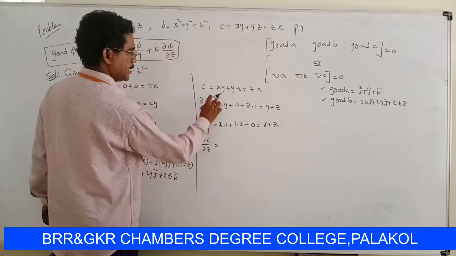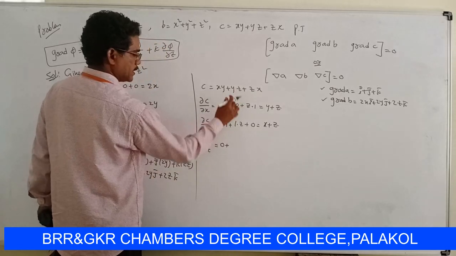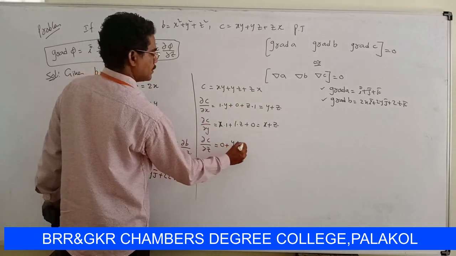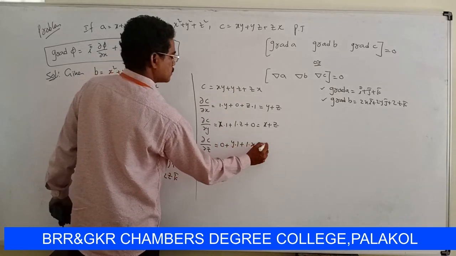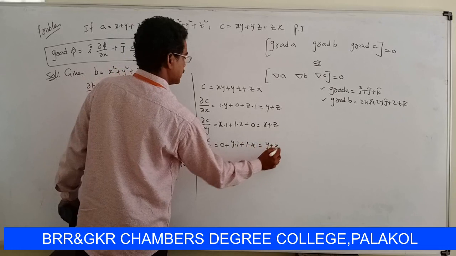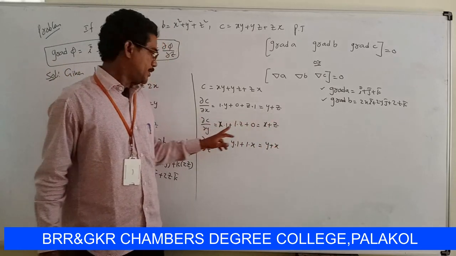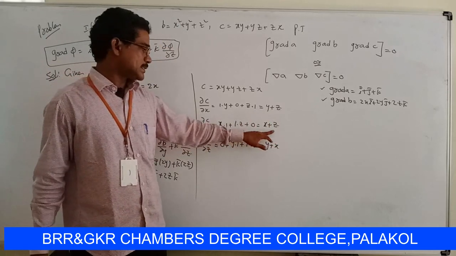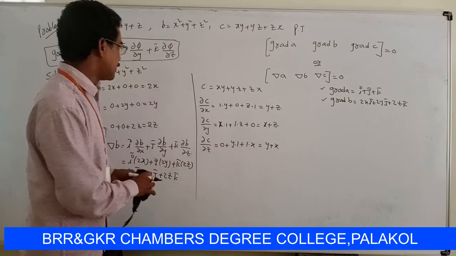With respect to z, first value constant, then 0. With respect to z, here y into 1, here 1 into x. So finally y plus x. So dou c by dou x equal to y plus z, and dou c by dou y equal to x plus z, and dou c by dou z equal to x plus y.